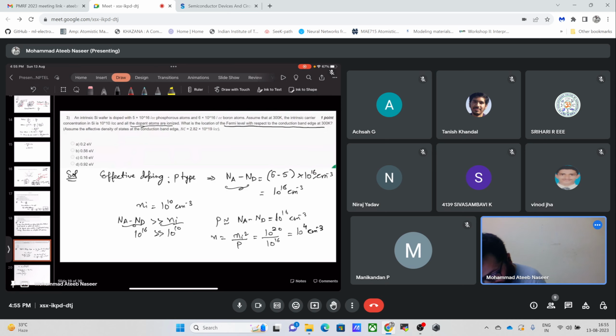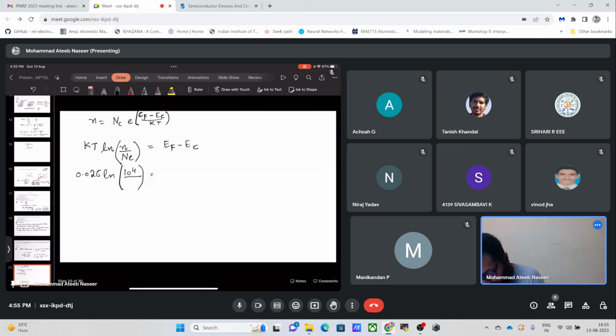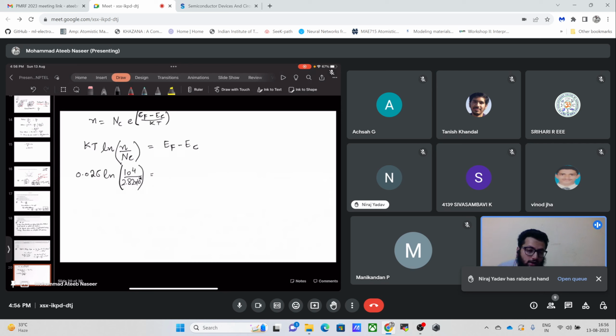Now let's look into the NC. NC is 2.82 into 10 raised power 19. Okay, so let me solve this. 1 divided by 2.82. Okay, Neeraj, you can ask. Meanwhile, I will solve this.